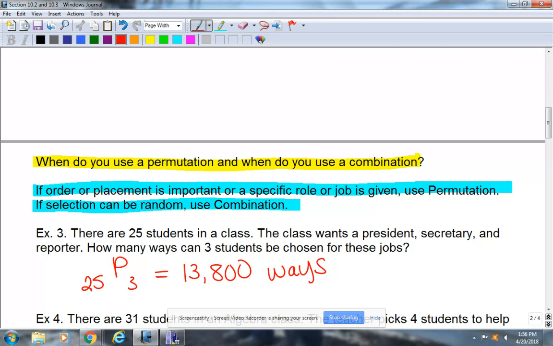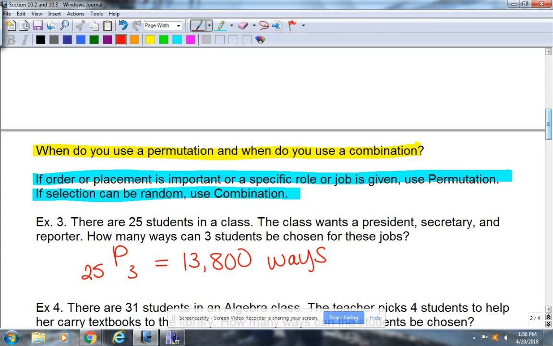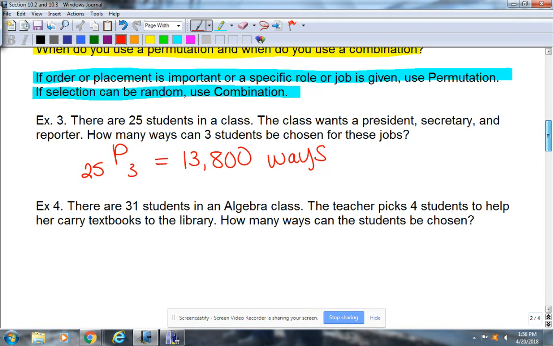We don't have 25 students. Sorry. Yeah, for real. So 5P3. That'd be a lot less, right? Oh, what? How many would that be? 60.